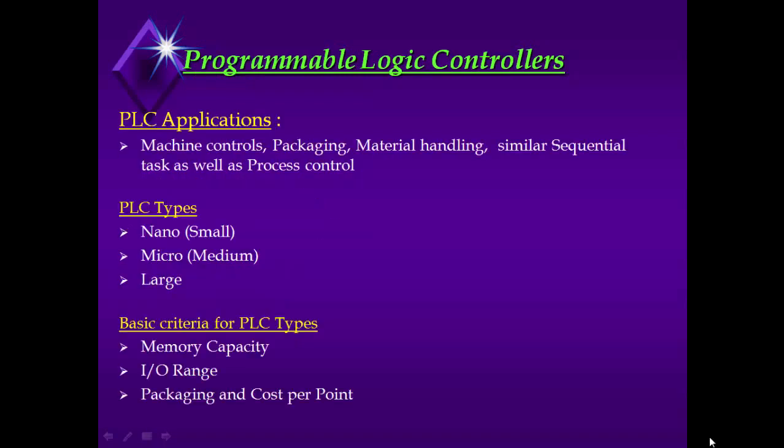PLC applications: we have packaging, material handling, similar sequential tasks, as well as process control and machine controls. PLC types: we have nano, micro, and large. The difference between nano and micro is the size. Basic criteria for PLC types: memory capacity, input output range, packaging and cost per point.